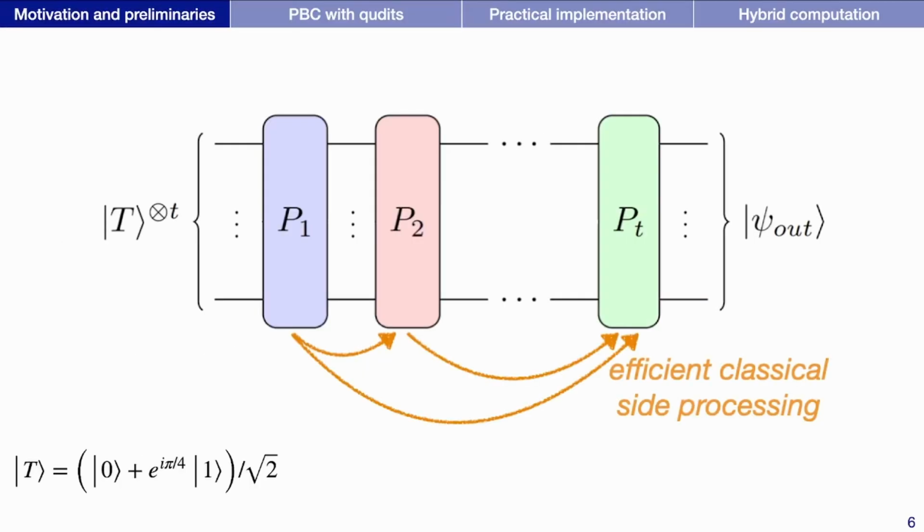So Pauli-based computation is a measurement-based model of quantum computation, and this model works by having as input a product state that is the tensor product of T magic states, followed by at most T measurements or T Pauli measurements that need to be compatible and need to be chosen adaptively.